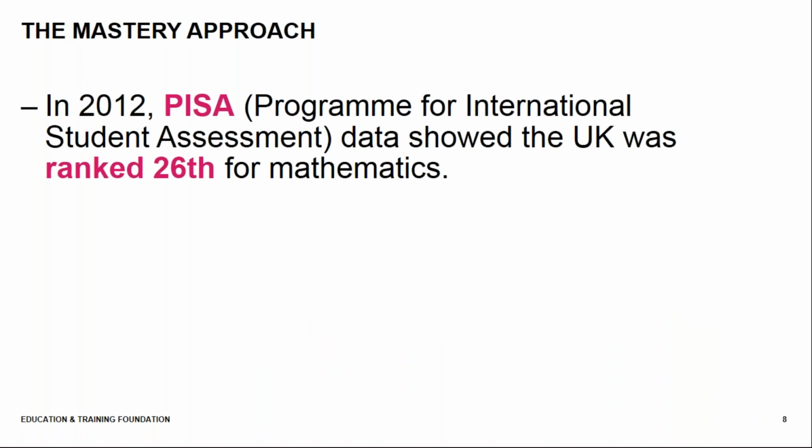In 2012, PISA data showed the UK was ranked 26 for mathematics. PISA tests are administered by the OECD, which stands for Organisation for Economic Cooperation and Development, and there are 72 countries in the organisation, so we came 26th out of 72.